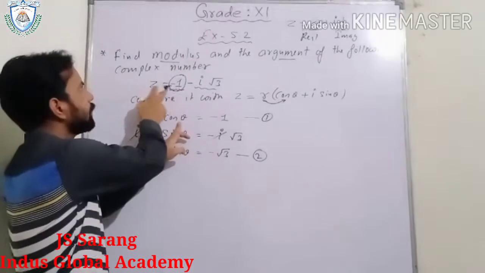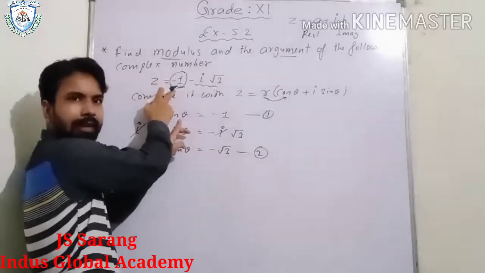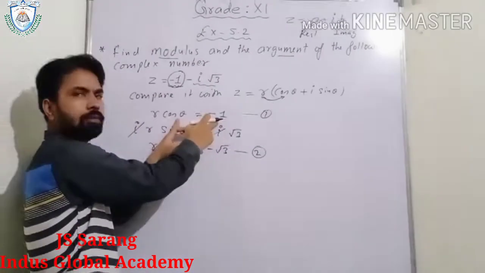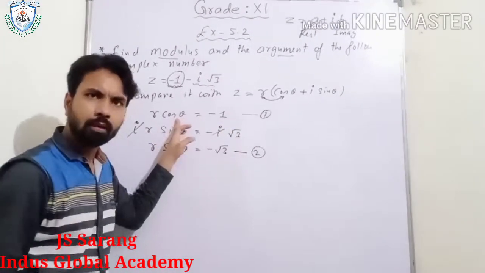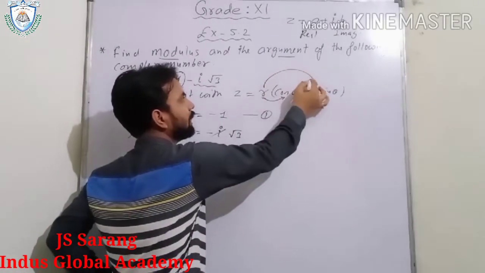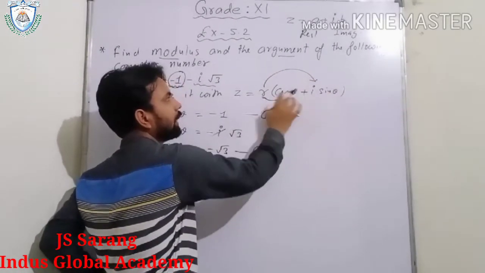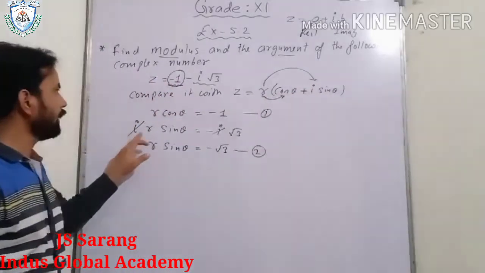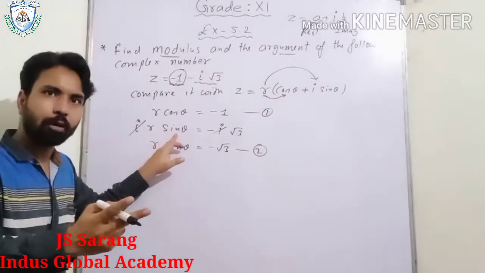So what is the first term of the given complex number? That is -1. So r cos theta equals -1. This is equation number 1. So what is the second term of this polar form? r is multiplied here, so we will get i r sin theta. This is the second term of the polar form.